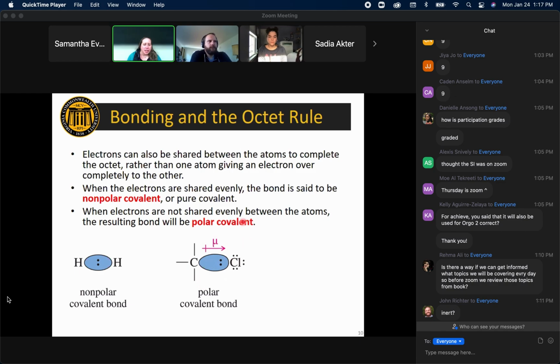They're shared unevenly. They're closer to the chlorine, or to be accurate, they spend more time closer to the chlorine. But this bond is still covalent. Covalent means they're shared between the atoms. It's polar because they're not shared evenly. And again, to draw that comparison with an ionic bond where there's no sharing, one atom gives up an electron and the other atom accepts it.